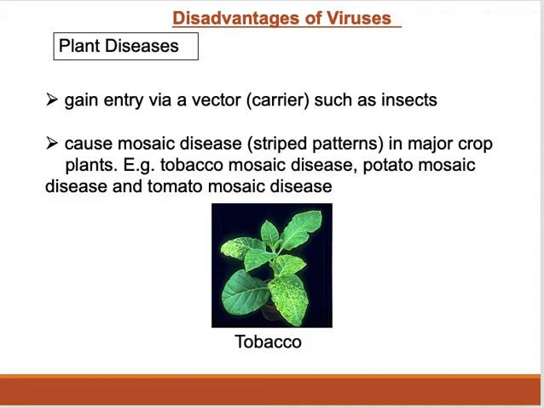And one of those viruses would be the mosaic disease. And you'll see here we have mosaic disease on a tobacco plant. It would also be found on tomato plants and on potatoes, as I mentioned there a while ago. And that's because your tobacco and your potato and your tomato are all part of the same family of plants, the Solanaceae, so they're susceptible to similar diseases. So that's one example of a disadvantage of viruses causing plant diseases.